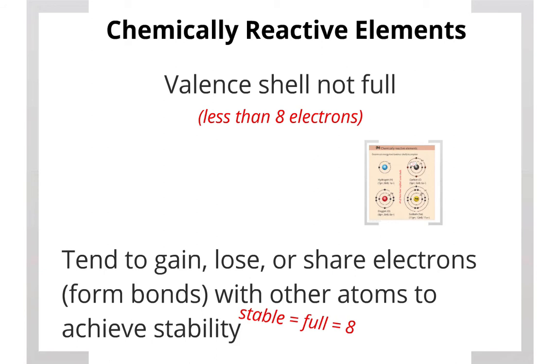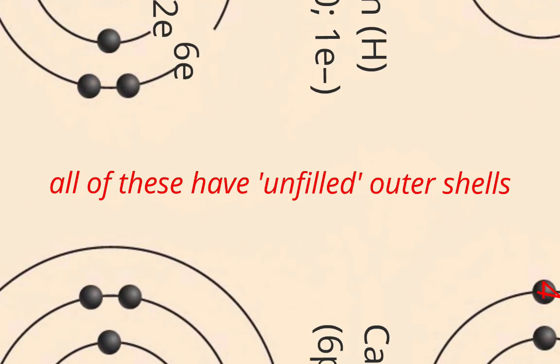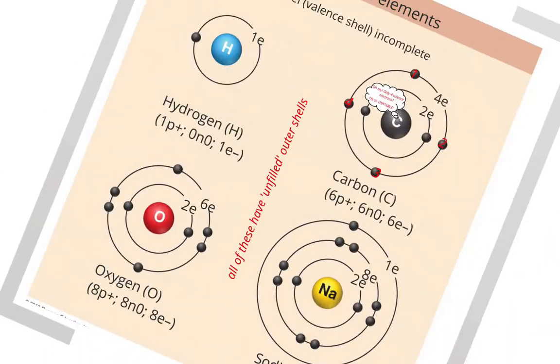Stable would be being full, and for the most part that would mean having 8 electrons, unless it's the inside shell, which is their outer and only shell, and you'll see one of those in just a moment. In this picture, everything in this list has unfilled outer shells. Take a look.